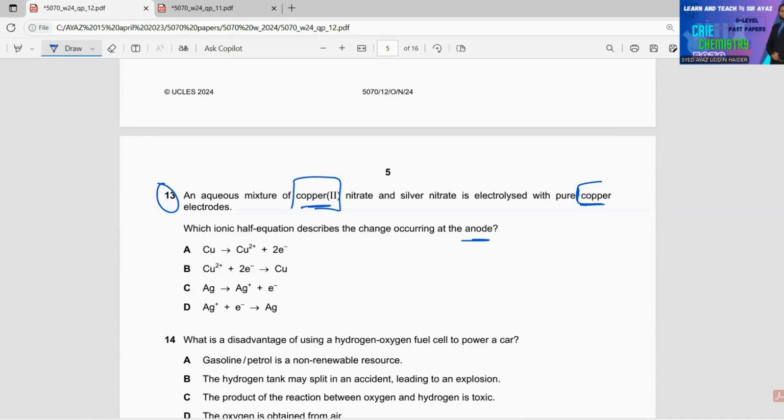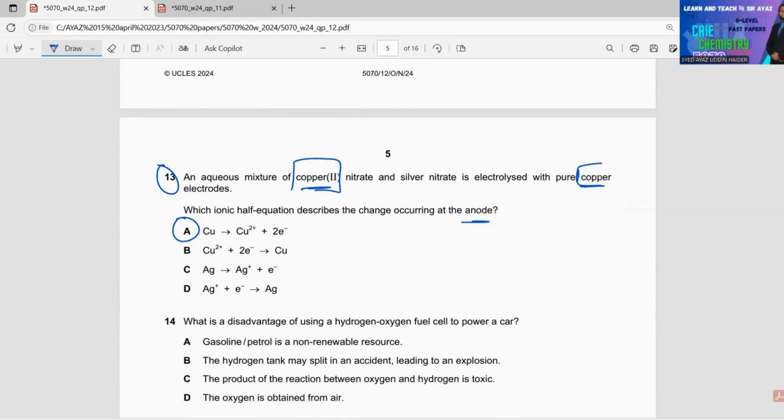In order to compensate for the loss of Cu2+ ions, the anode will dissolve. That is, it will produce Cu2+ ions in the solution. So A must be the right response in this case. Other responses are incorrect.